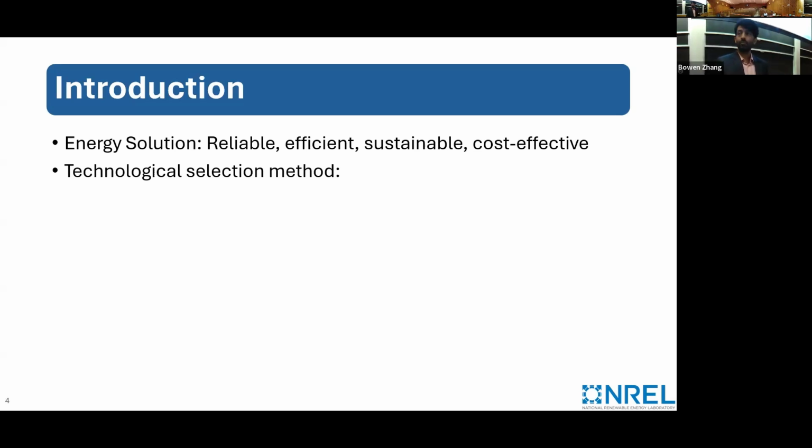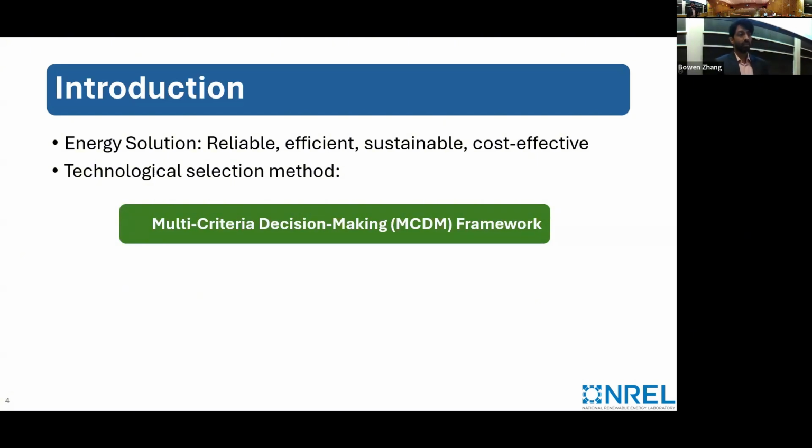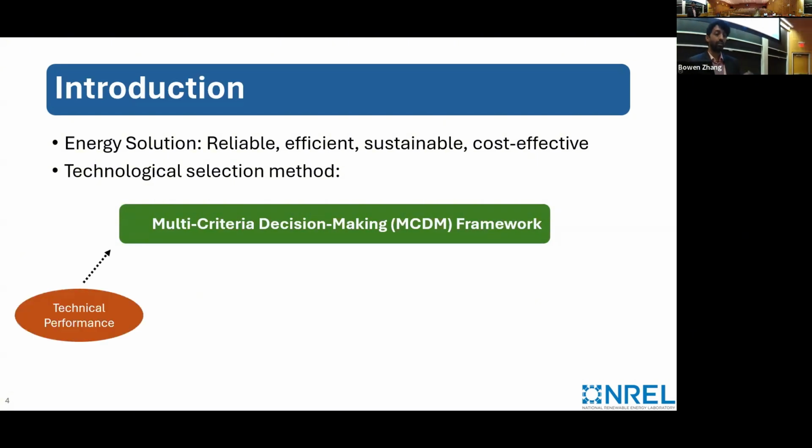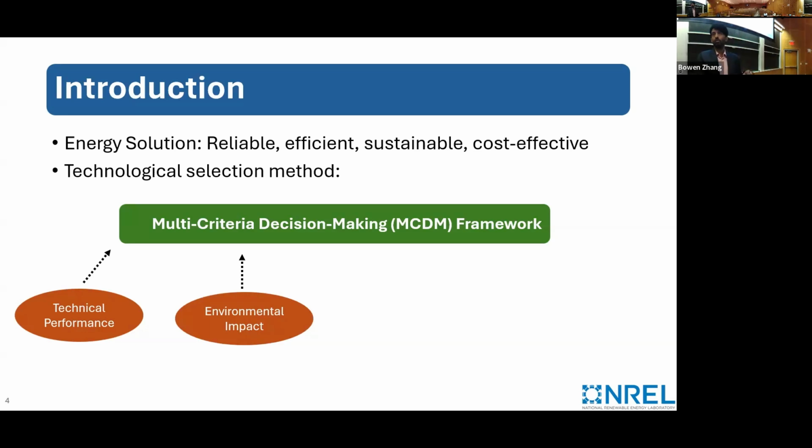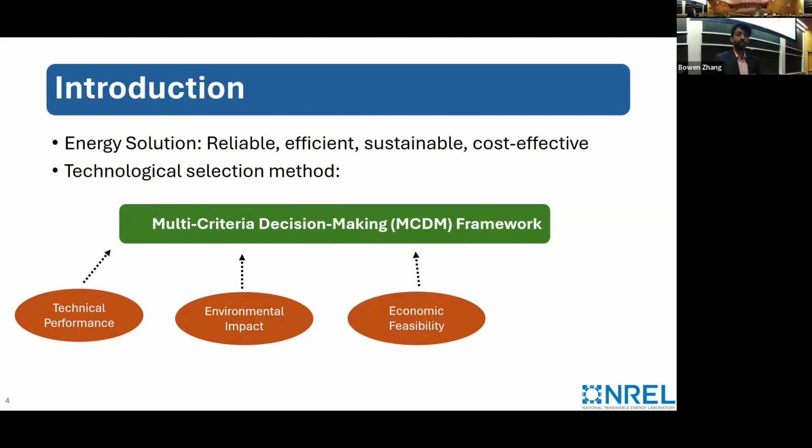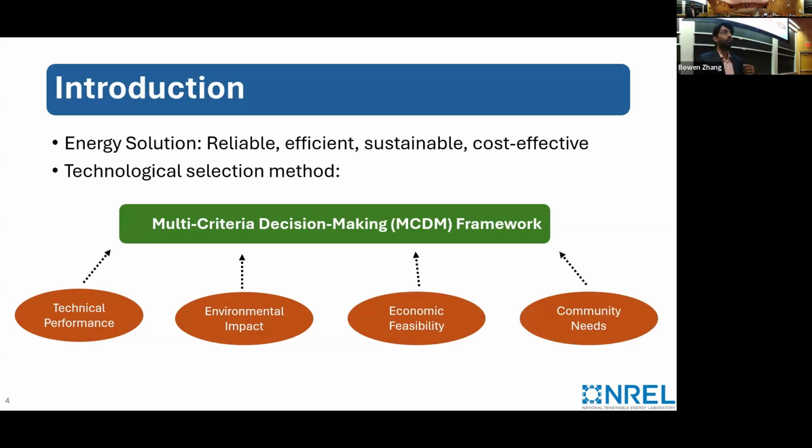So we consider reliability, efficiency, cost effectiveness, but how have we integrated it? We consider the technological performance of all the technologies we have right now, whether renewable or non-renewable. The other one is environmental impact, because we are moving toward a carbon neutral economy, toward zero carbon emission. So we consider the environmental impact in our framework as well. We also consider the economic feasibility, and we have also considered that particular community's needs.